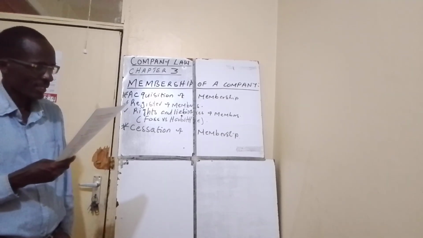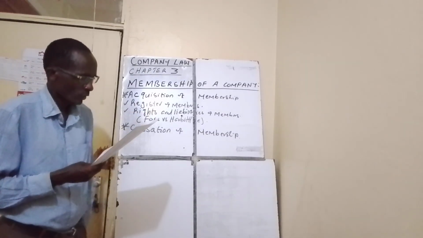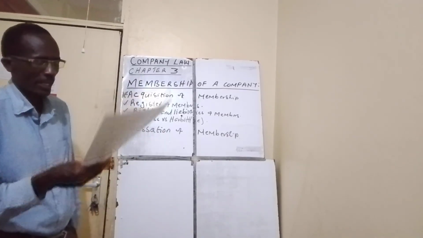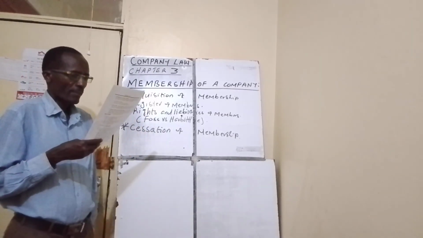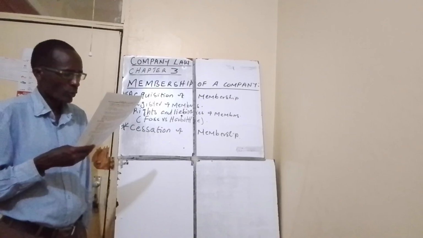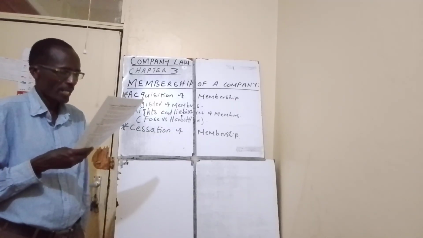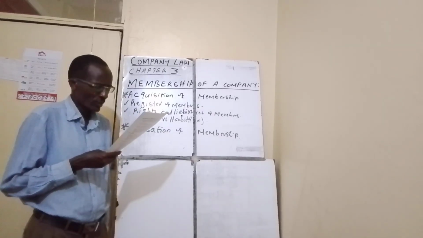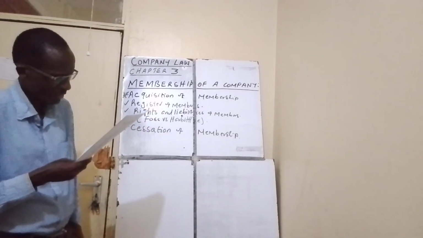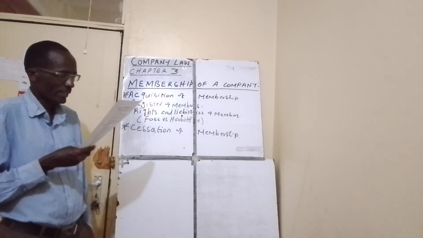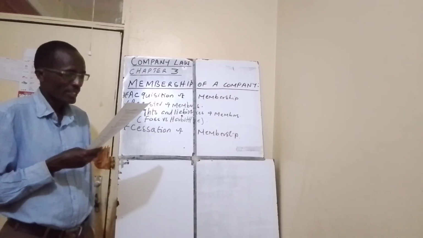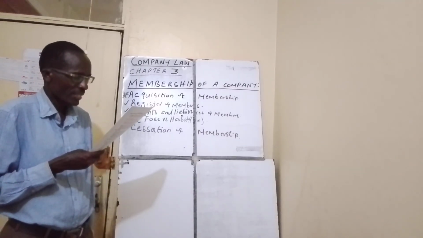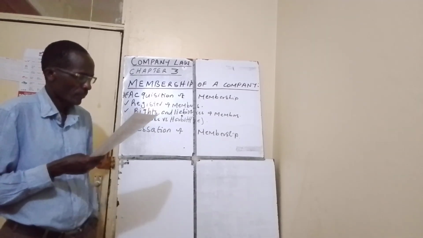And lastly, number 10, redemption of redeemable preferred shares. To redeem is to purchase back. Redeemable preferred shares are those shares which can be purchased back by the company in the future. If a person held redeemable preferred shares and all the shares are redeemed by the company, he ceases to be a member from the date on which his name is removed from the register of members.